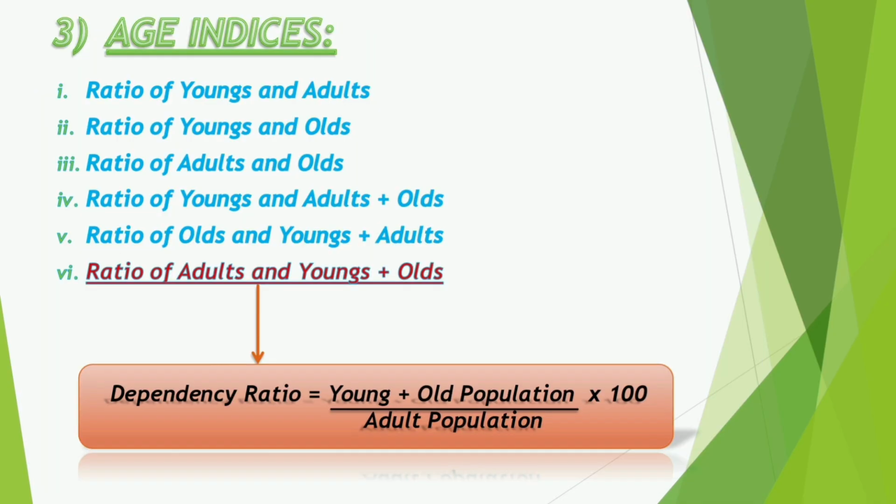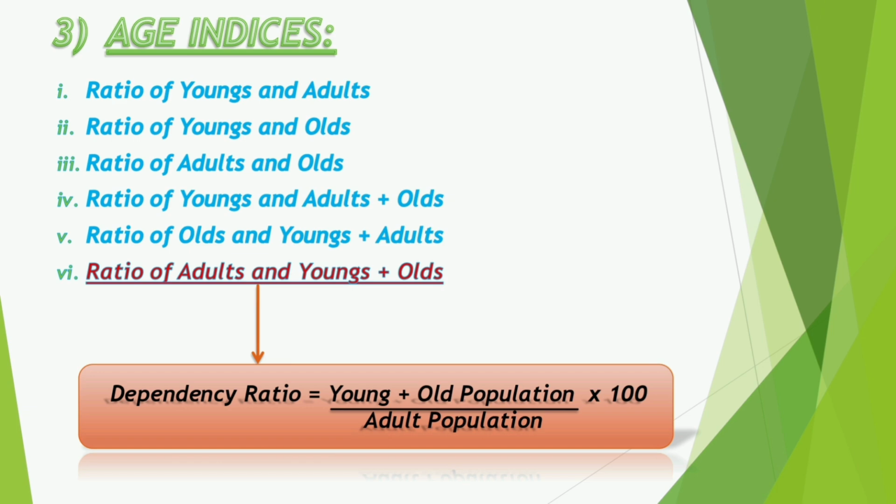The third one is age indices. Age indices are numeric ratios that help compare populations. For example, young to adult or old to young ratios. These can be mapped to show spatial differences between regions. According to the aim of the study, six types of age indices may be used. That is shown in front of you.